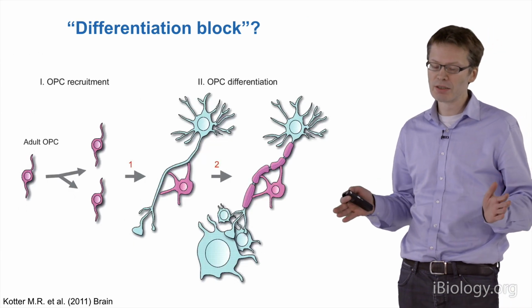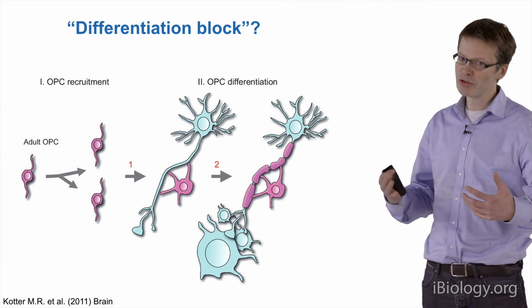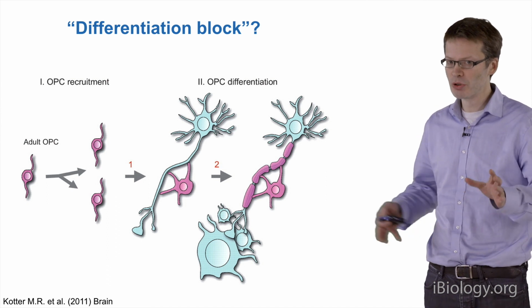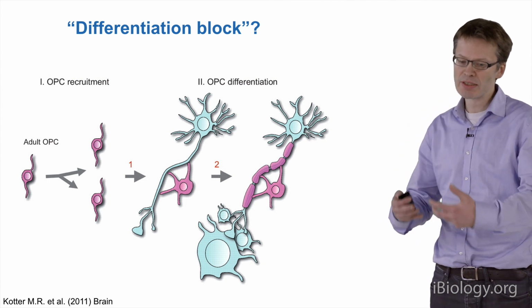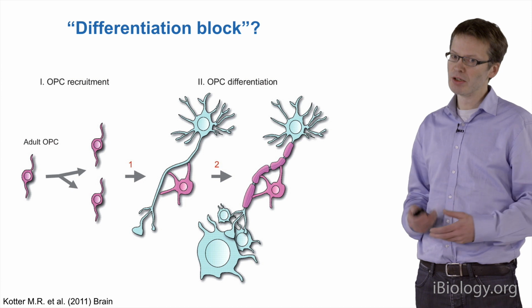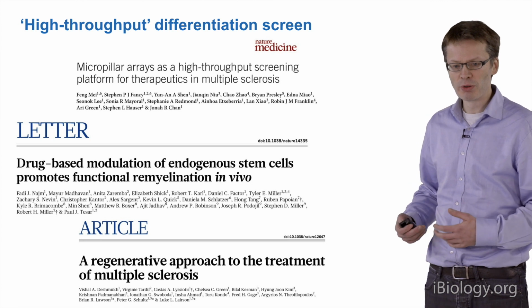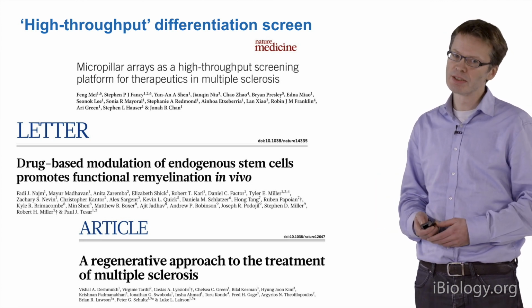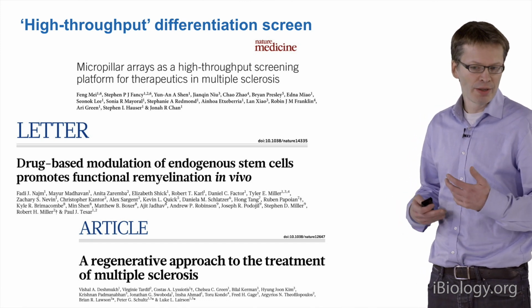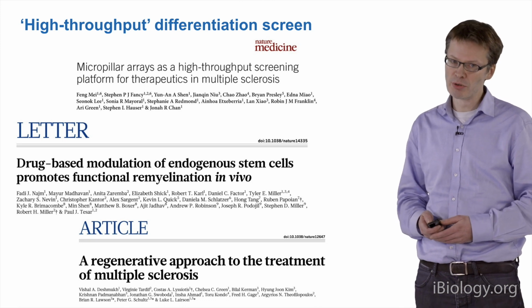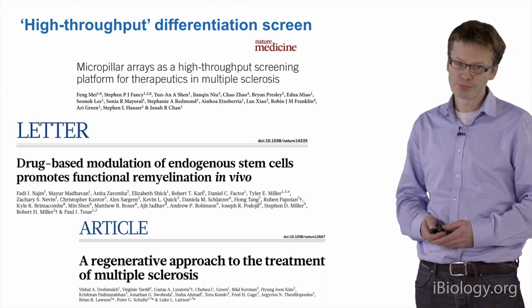Now, why does remyelination fail in MS? So one hypothesis in the field is that there's a differentiation block in the lesion. So OPCs are somehow recruited to the edges of the lesions, but signals are missing that will instruct these cells to differentiate into myelinating oligodendrocytes. So efforts have been made to identify compounds that can promote the differentiation of these cells. Different high-throughput screens have been performed, and some of these drugs are now entering first clinical trials. And we hope, of course, that we'll have some remyelination therapies in the future.